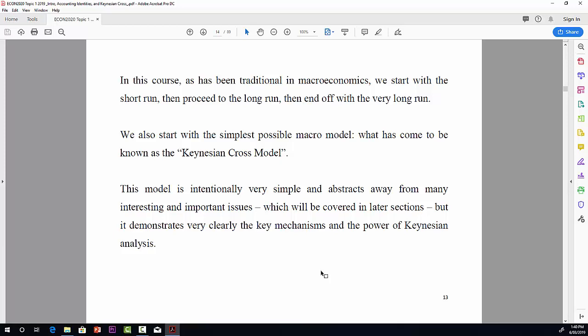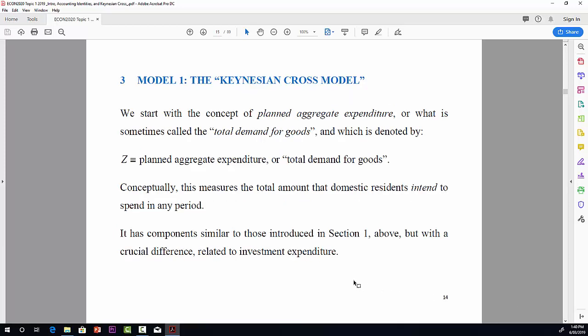But also, I will say that this first model we look at is an interesting model. It really clearly demonstrates some of the key mechanisms and the power of Keynesian analysis. So this is a Keynesian model, and you'll see how, in particular, government policy plays a really important role in a model like this. Okay, so let's get started with Model 1, the Keynesian cross model.